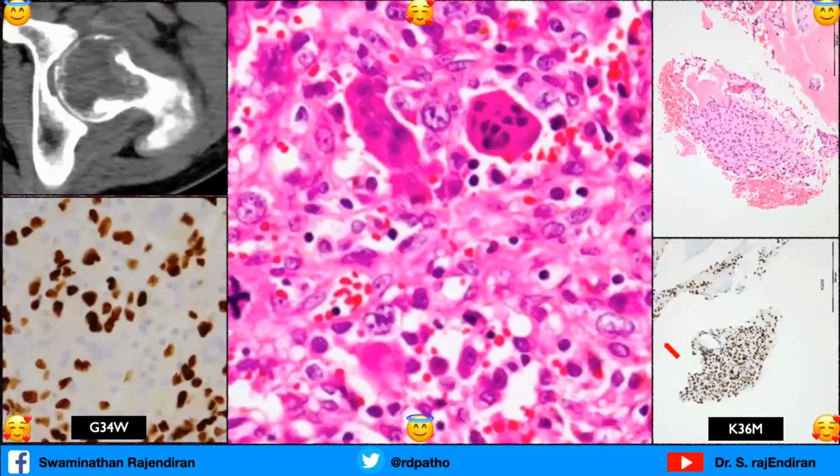The last but one, again, this is out of syllabus. This is a femur, pelvic bone, destructive lesion in the femur. It shows osteoclast-like giant cells and many stromal cells that are malignant looking. You can see a very atypical mitosis. And these tumor cells are positive for a marker called G34W. I think here glycine is replaced. And it is one of the markers of single nucleotide variants. So this is so classic, so diagnostic of giant cell tumor of the bone.